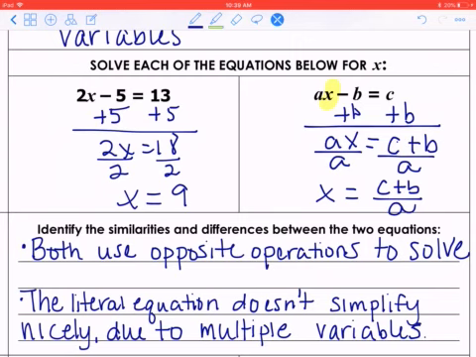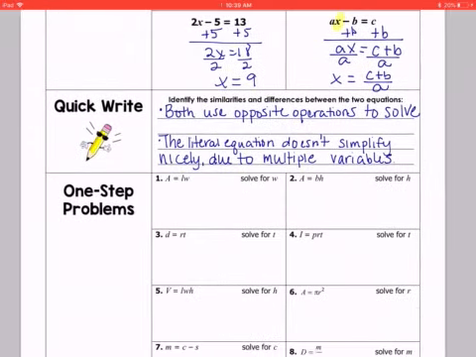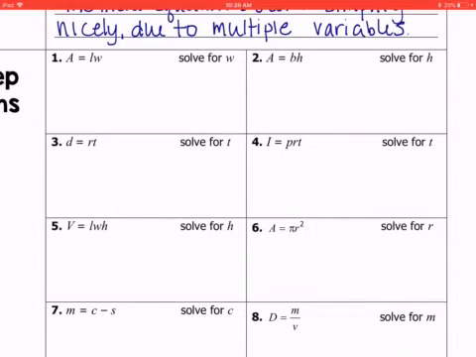Some similarities that you might notice, underneath it says both use opposite operations to solve. So we added on each side and then we divided. The only difference is the literal equation doesn't simplify nicely due to there being only variables. So we're going to run through some examples of these. One-step problems are on the bottom, and it tells us which variable to solve for in each. I'm going to focus more on the right side of the examples, and then I would like you guys to be filling in the ones that I did not do.